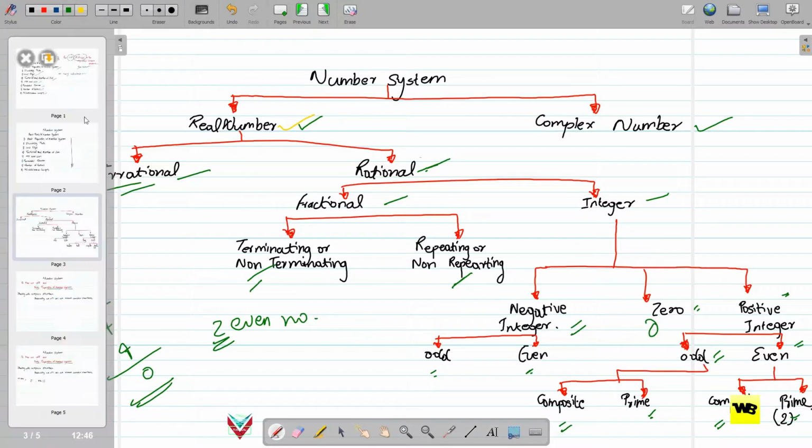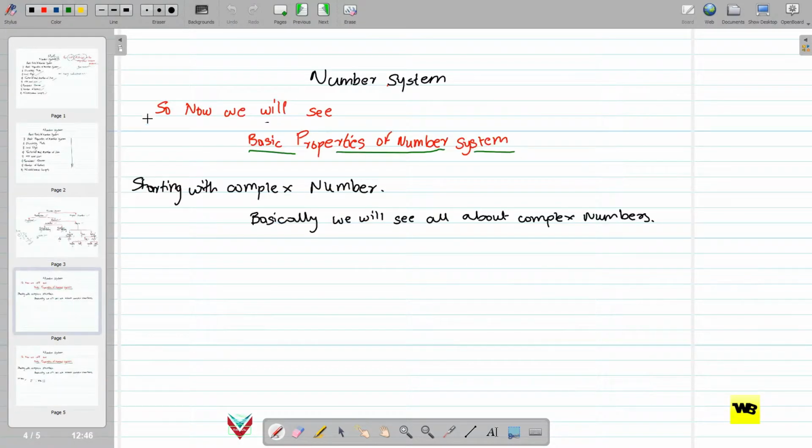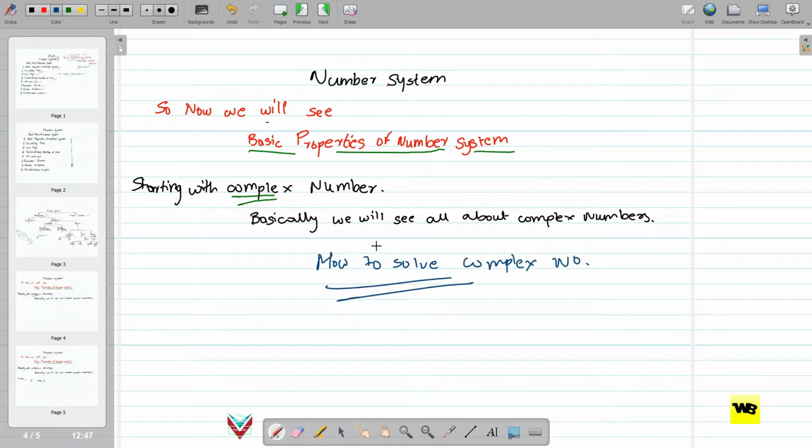Now we will see the basic properties of number system, starting with the complex number. We will first start with what complex numbers are, and how to solve complex numbers. We will see how to solve the complex number in today's lecture.